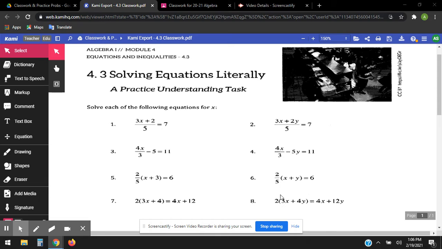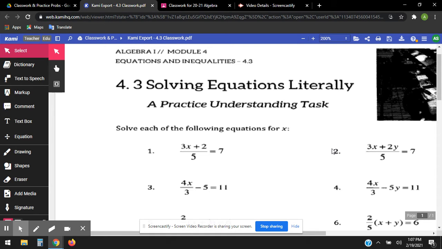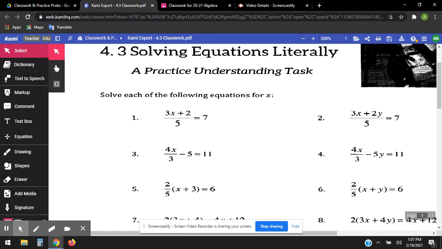So these are all numbers. In some of these, the only variable is x. Over here, we do have two variables, so we won't be able to solve for one answer. So let's start with one. I've got a little more room to work with on here.